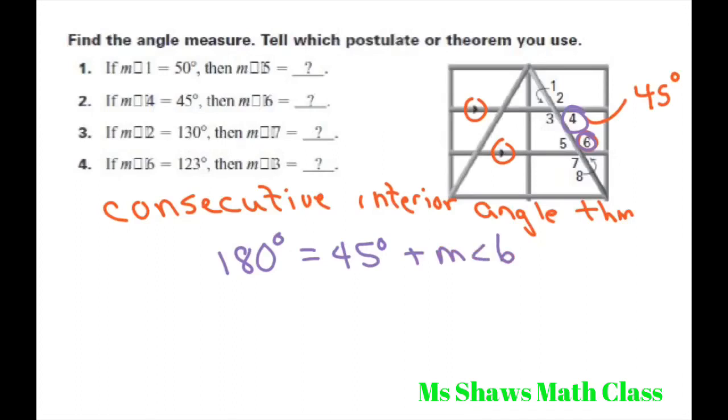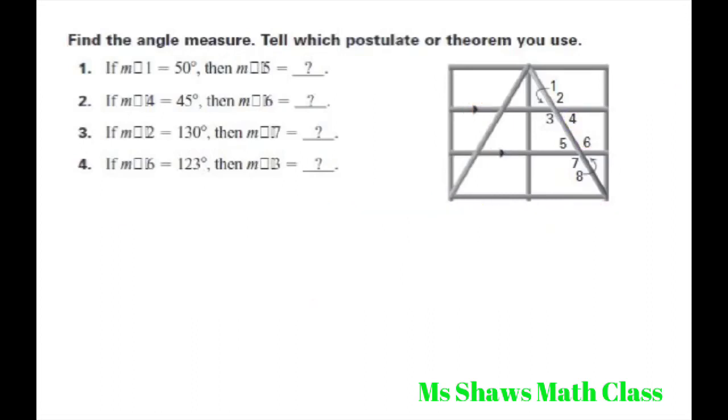So if you subtract 45 from both sides of the equation, you get 135 degrees equals the measure of angle 6. And then for number 3, the measure of angle 2 equals 130 degrees. So what's the measure of angle 7?